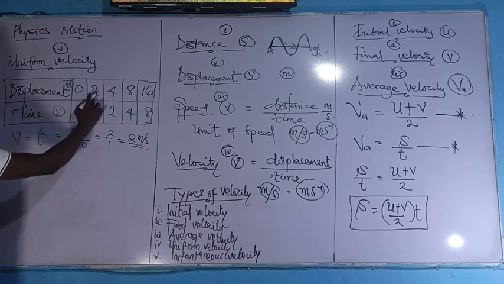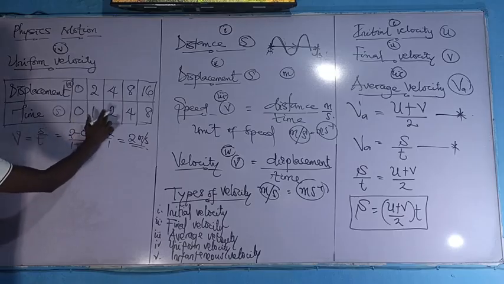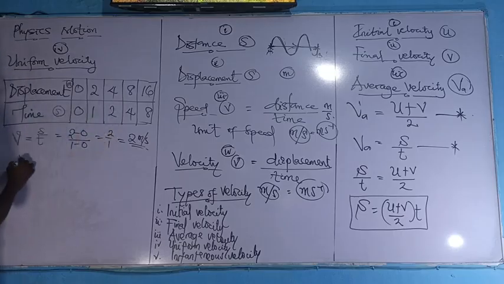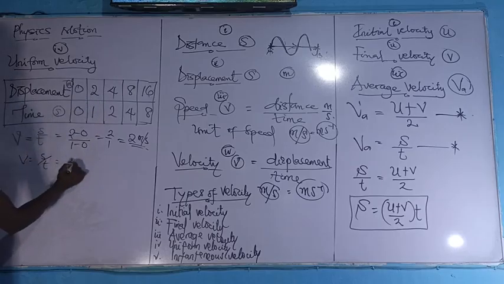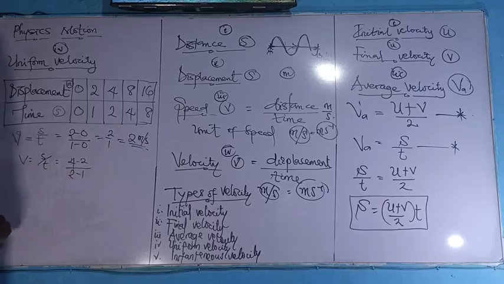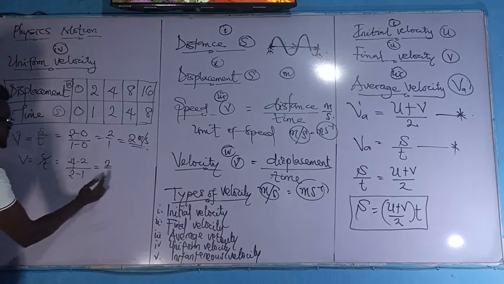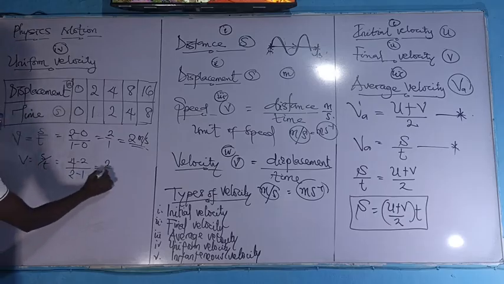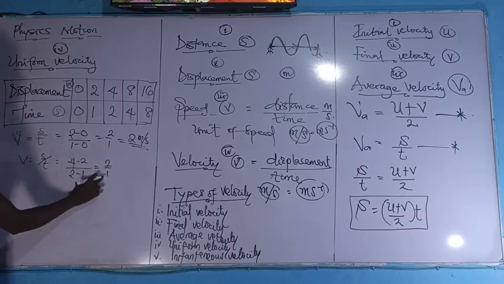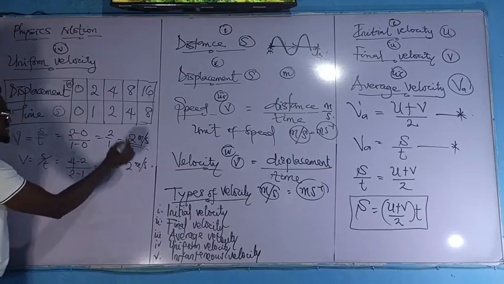Now, when displacement changes from 2 meter to 4 meter, time will change from 1 second to 2 seconds. Hence, we have the velocity, which is displacement over time. We have 4 minus 2 all over 2 minus 1. So 4 minus 2 gives 2, while 2 minus 1 gives 1. 2 divided by 1 gives 2. Hence, we have 2 meter per second.